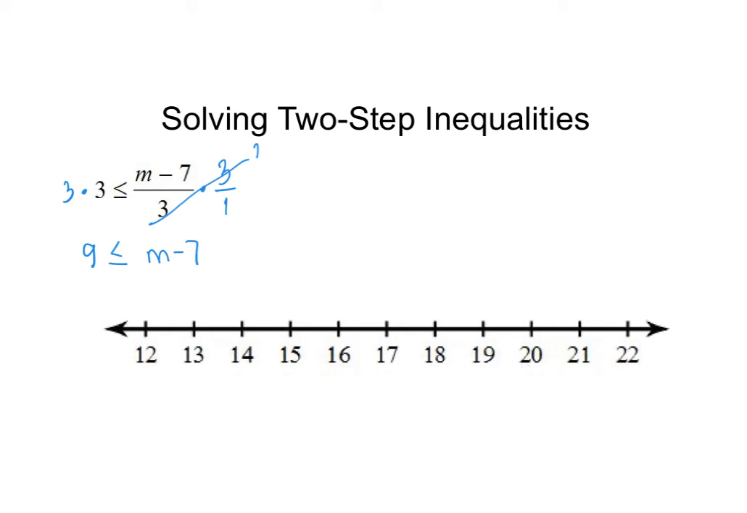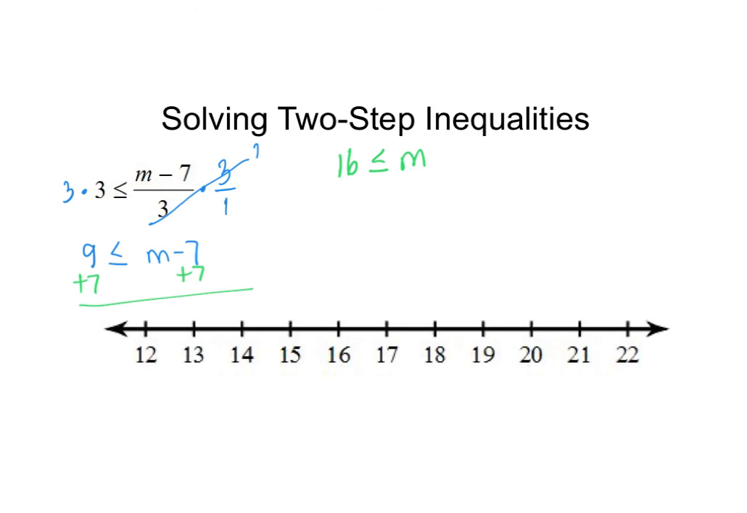I need to add 7 to both sides. So 9 plus 7 will give me 16. Bring down your variable. M is by itself. Notice we did not multiply nor did we divide by a negative number, so my symbol stayed exactly the same. And now my variable is on the right.